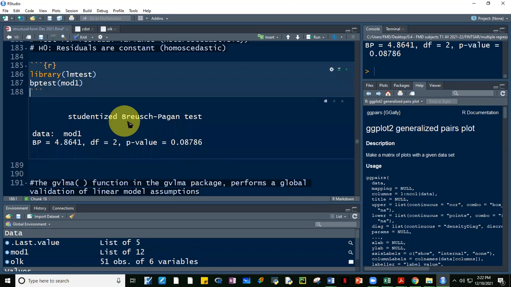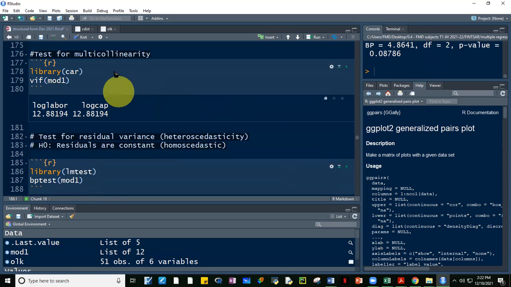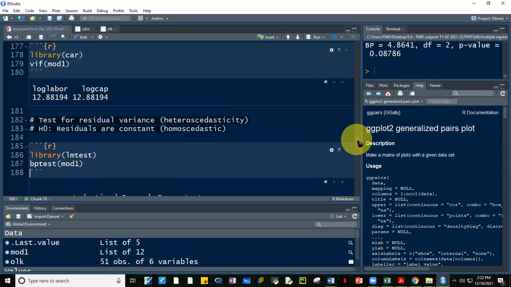Okay, so this is the studentized Breusch-Pagan test. The BP value is 4.864, and the p-value is 0.08. So our conclusion, guys, is that we fail to reject the null hypothesis. There's strong statistical reason to believe that our residuals are constant. So our residuals are homoskedastic, we're okay. The problem here is multicollinearity.